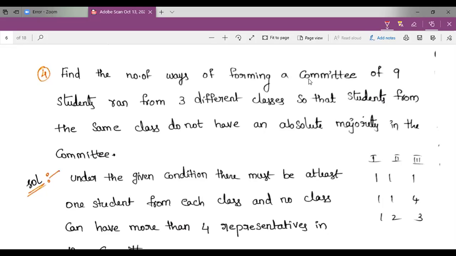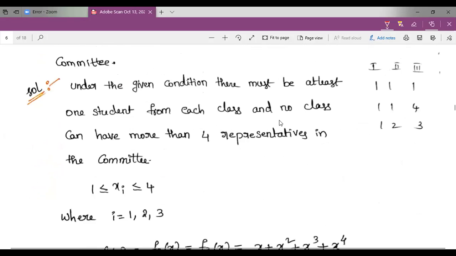So total committee members 9 from 3 different classes, so that students from the same class do not have an absolute majority. So here same class do not have an absolute majority in the committee. So total number of committee is 9. So we have to find the number of ways we form that committee. Okay. So under the given condition, there must be at least one student from each class, and no class can have more than 4 representatives in the committee.